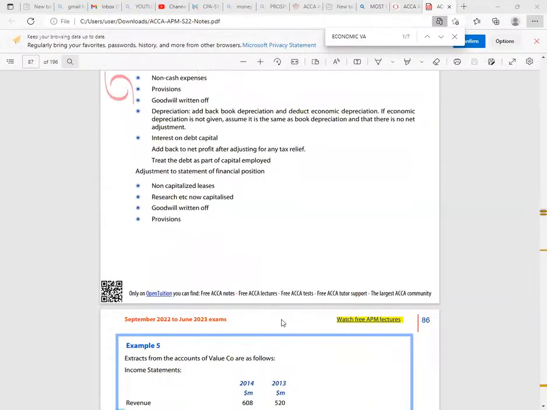Adjustments to the statement of financial position, for the students who were in my last class. We said that any non-capitalized leases have to be capitalized. Research, etc., now has to be capitalized. Any goodwill that was written off in previous years has to be written back. Right? Provisions, ladies and gentlemen, you have to take them back to the balance sheet. And then they are giving us a good example.